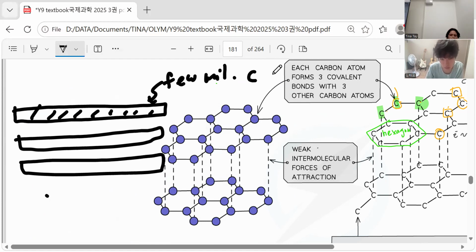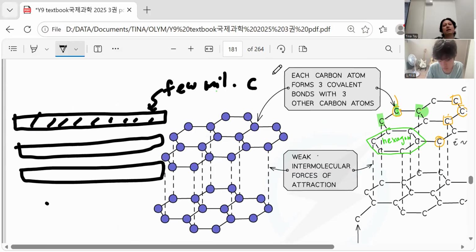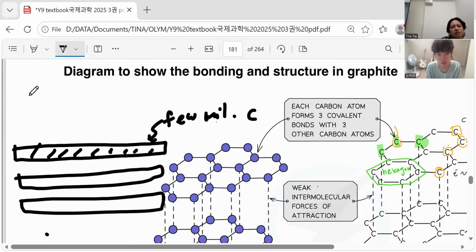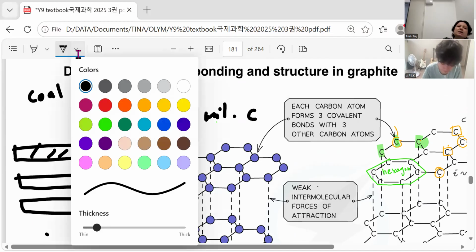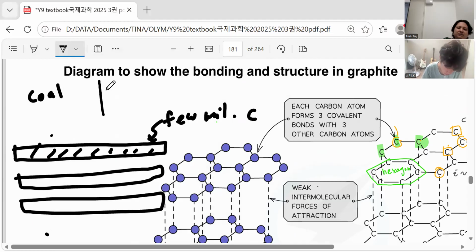Get it? What is graphite used to make? Graphite is also used to make charcoal, the one you use to burn for barbecue. But it's also used to make pencil lead.